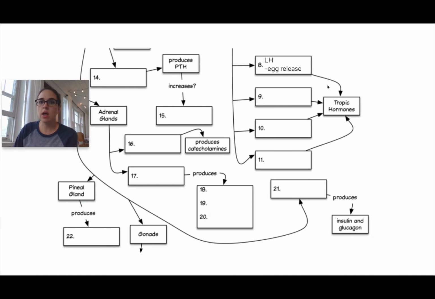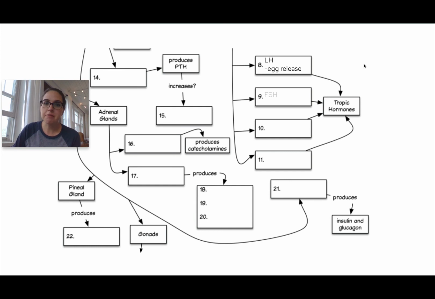So notice every single one of these has an arrow pointing to this, tropic hormones, meaning that they are going to stimulate something else. So LH, luteinizing hormone. What it luteinizes is your egg and sperm to produce their gametes. So it is actually what, during ovulation, is going to signal to the ovary to release the egg when it is time to ovulate. So luteinizing hormone is important for that.